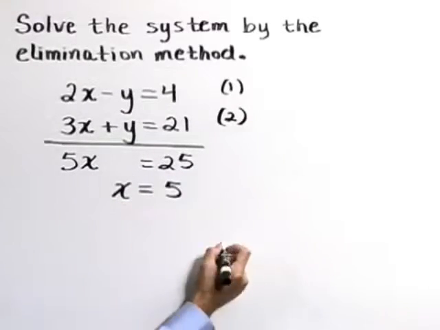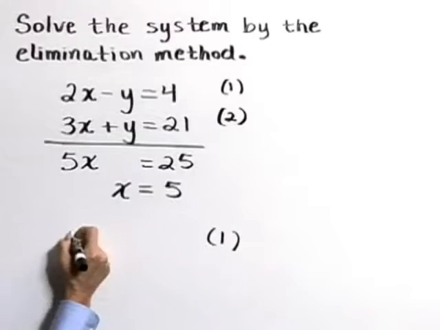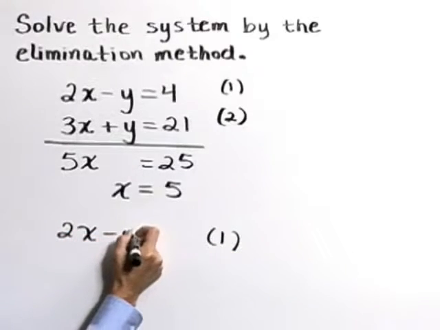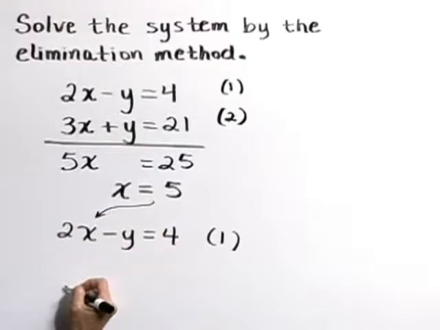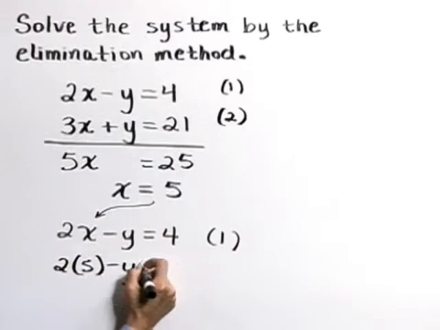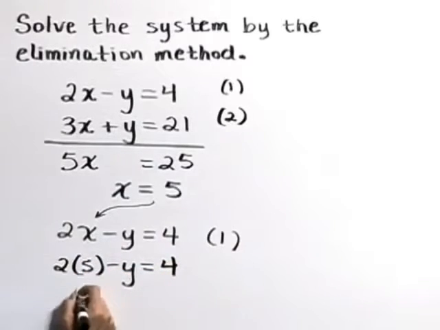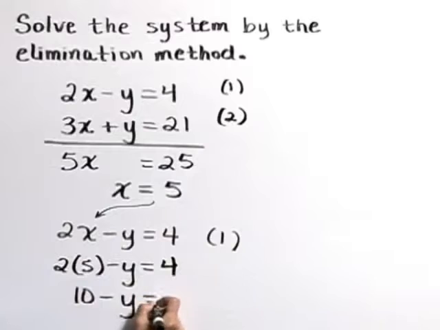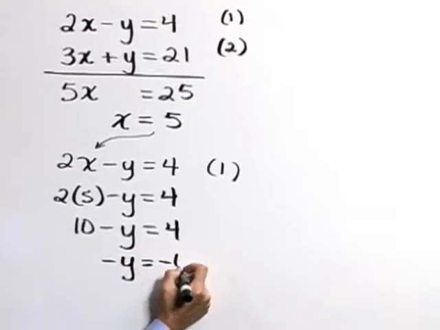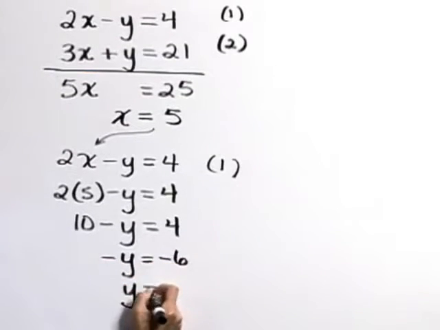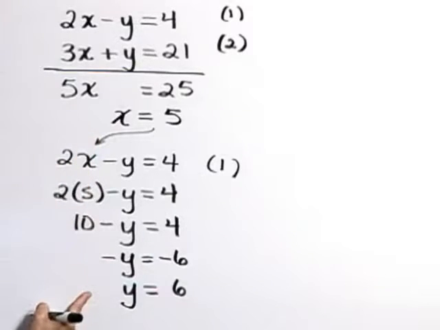I'm going to choose equation 1 to do this with. Equation 1 is 2x minus y is equal to 4. And let's substitute x equal 5 to get 2 times 5 minus y is equal to 4. That's 10 minus y is equal to 4. Subtracting 10 from both sides gives negative y is negative 6, or y is equal to positive 6. We've solved for x and y.